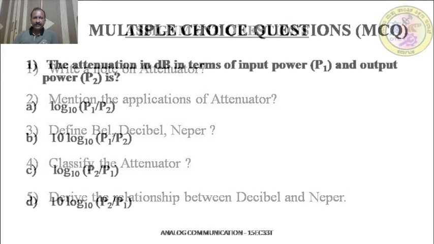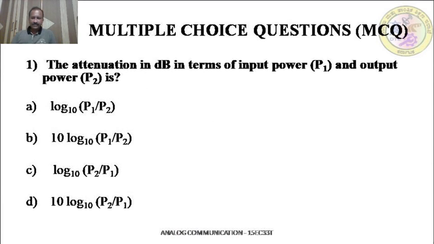Next, you are moving into multiple choice questions, that means MCQ questions. I am going to read the question. I am going to give 3 to 5 seconds. You note down your answer. After that, I am going to give the correct answer. You compare your answer with my answer.